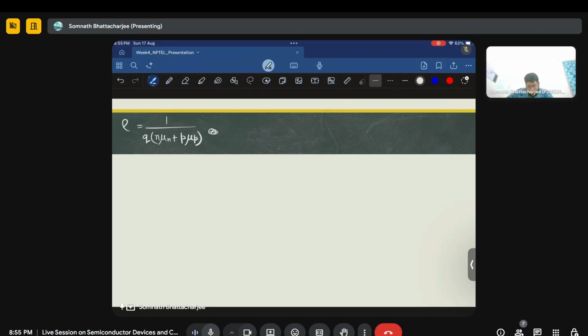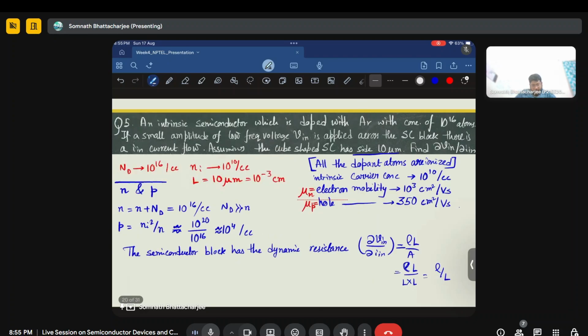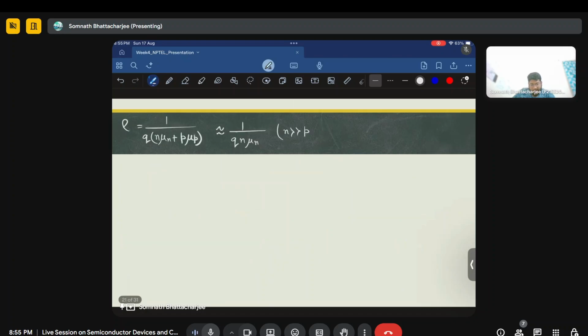And there's another thing as well. For this case, as it is already doped, this would be the value, because the value of n is much greater than p. As you can see, the value of n was 10 to the power 16, whereas the value of p was 10 to the power 4. So it is completely negligible. So we can write it as 1 by q n mu n. There would be some changes only after 6 digits, so we can omit that completely.